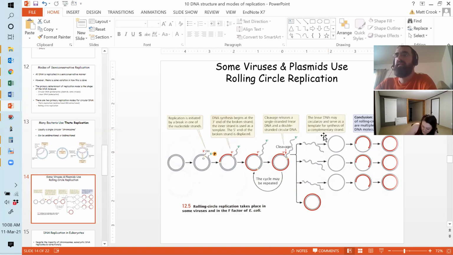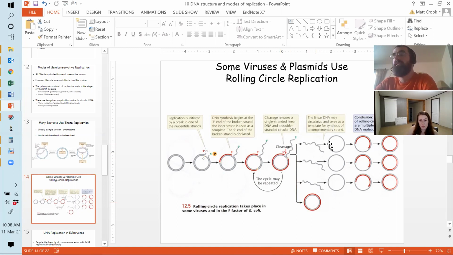And that strand then was originally linear, right? Because it was cut, gets resealed, and so now it's circular, and that then serves as the template for the synthesis of the other strand. So you get this, right? This was with the original intact circular strand, right? So that gets you your completed plasmid or viral genome.